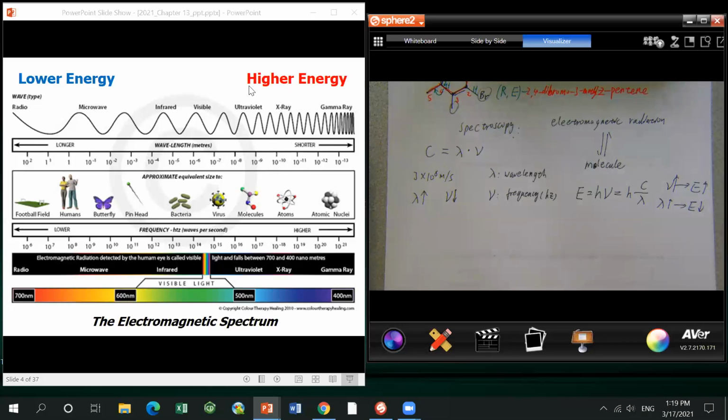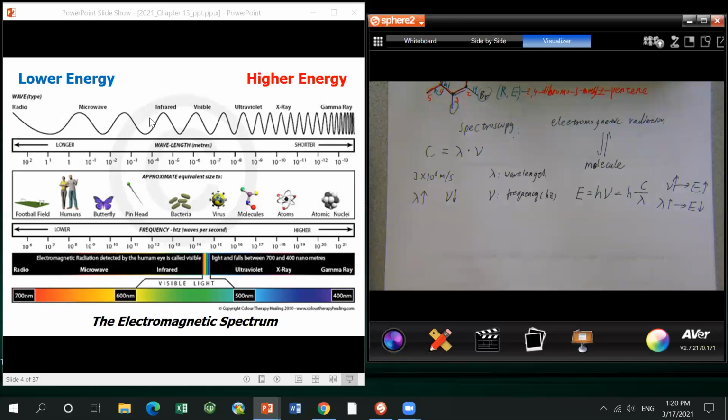Next is the ultraviolet, the UV range. The UV wavelength is about 10 to the minus 8 to 10 to the minus 9, close to the size of molecules. And then the next is the visible range, just about 10 to the minus 6 to 10 to the minus 7, which is the size of bacteria or maybe a virus.